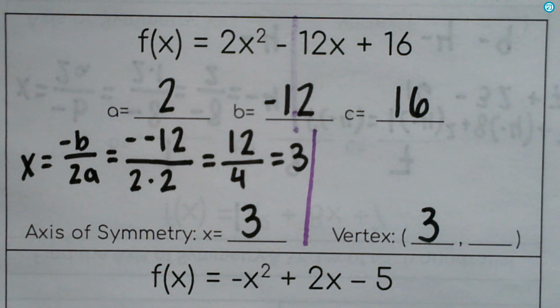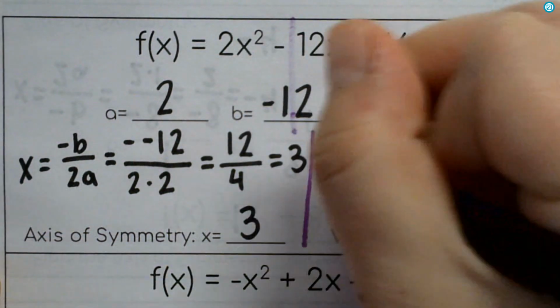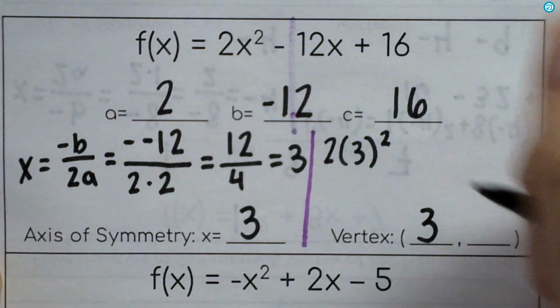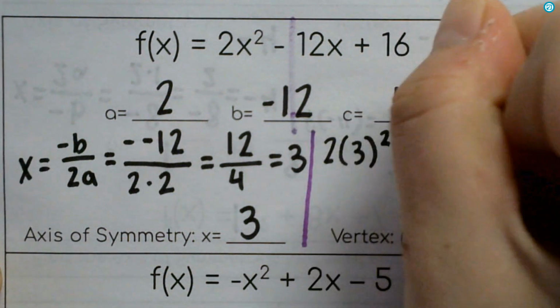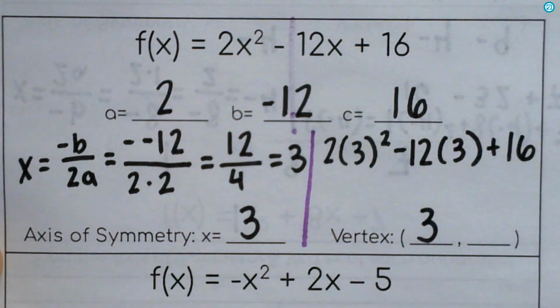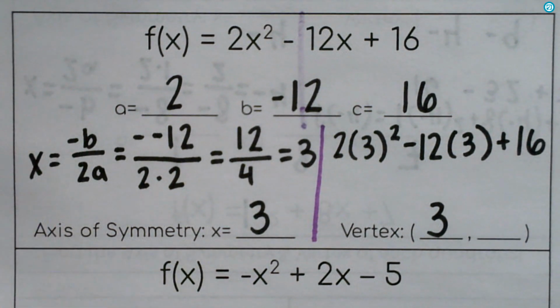So then we are going to plug that 3 in for x to solve for y. So that's going to be 2 times 3 squared minus 12 times 3 plus 16. So once you figure out your x value, all you have to do is plug it in for x to solve for y.